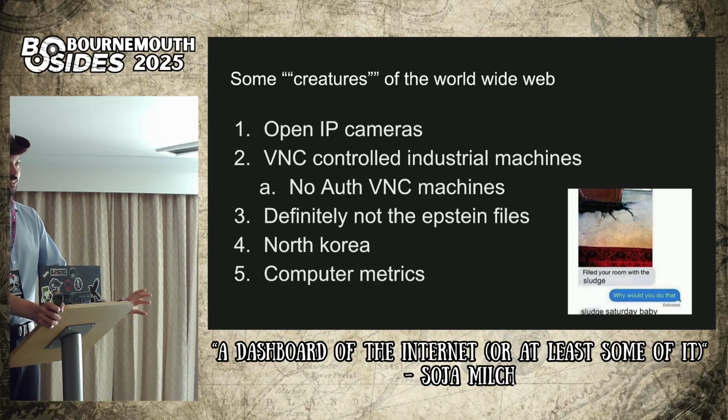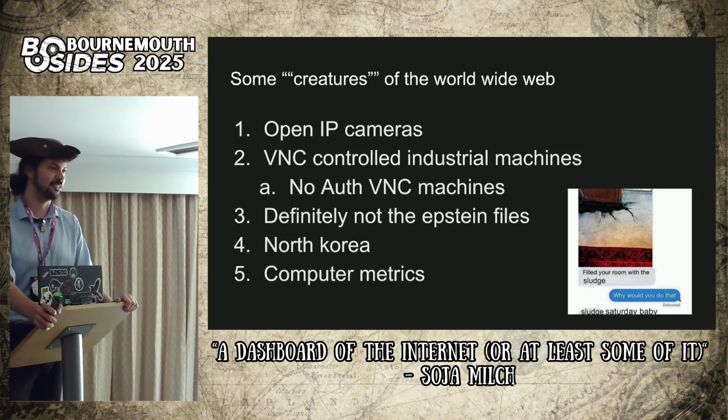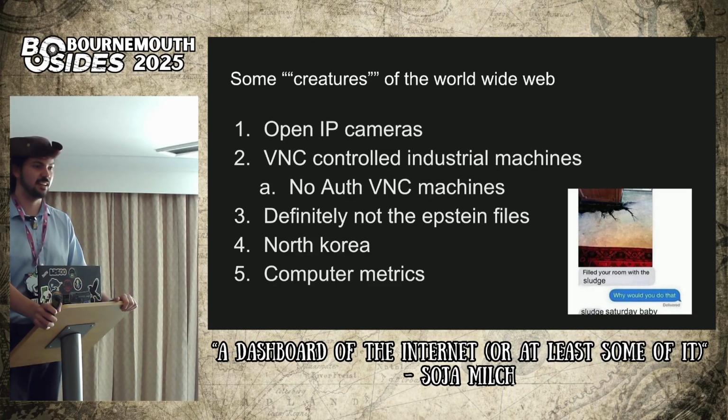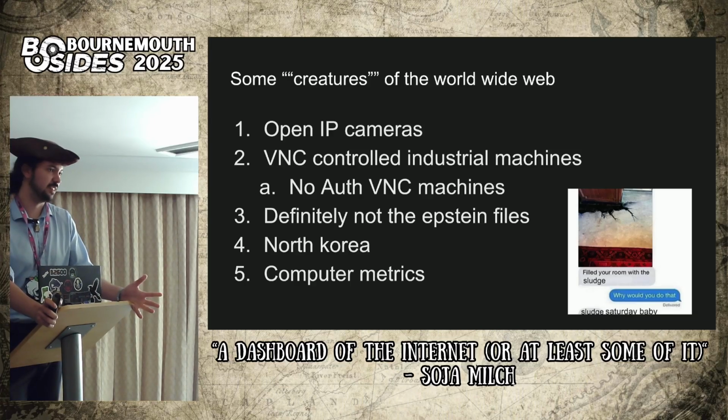You might definitely not find unredacted versions of the Epstein files. That's definitely not on the internet. North Korean IP addresses and computers relating to their internet. And obviously metrics about all the other computers, because people want to figure out how their servers are running.